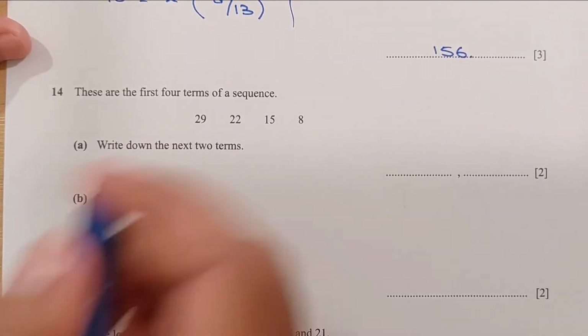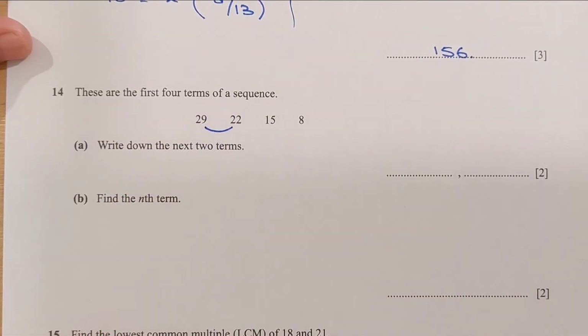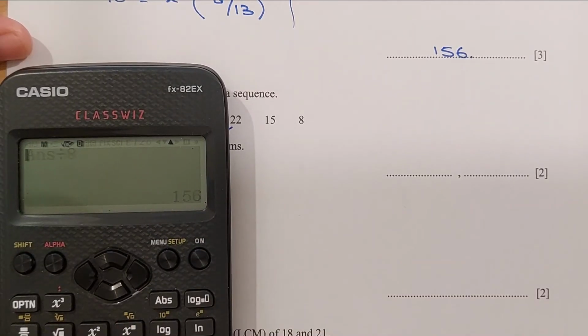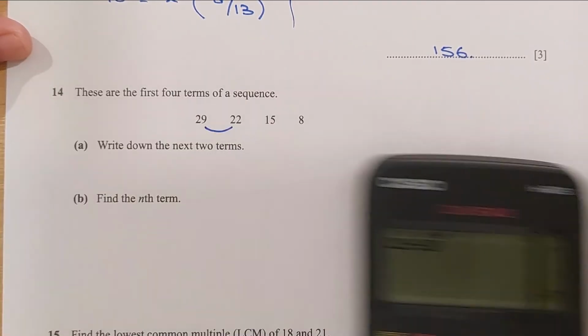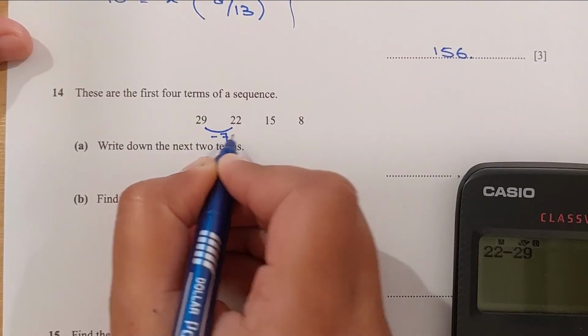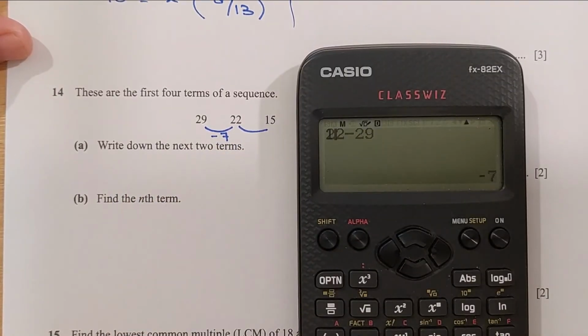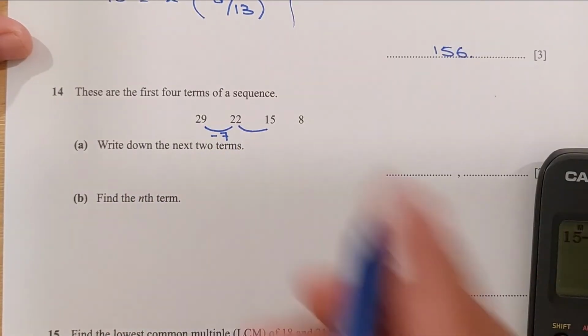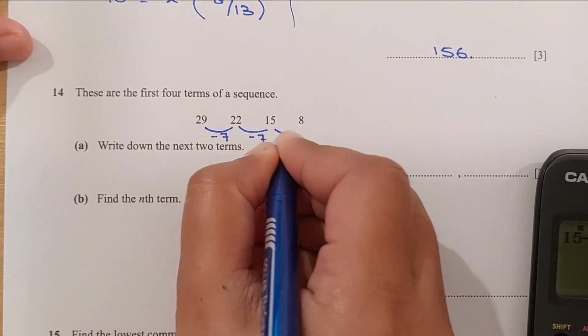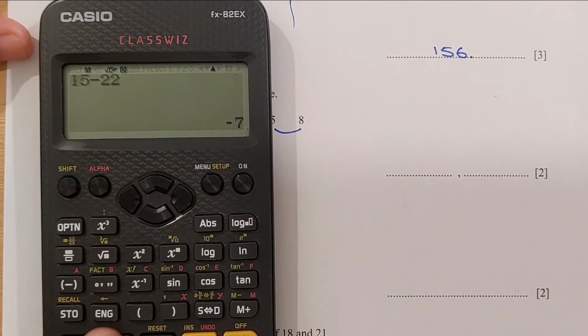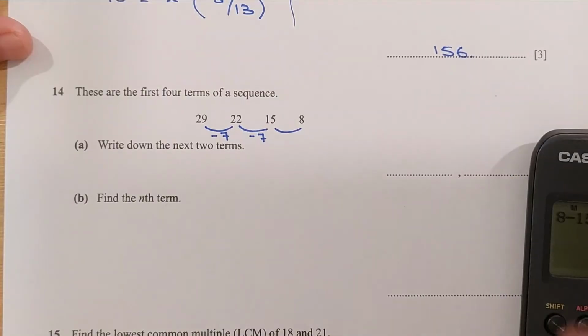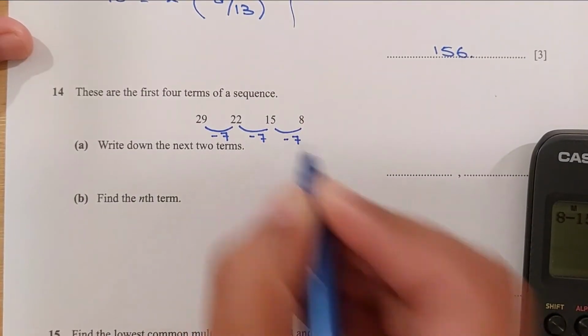Right. Let me find the difference between the terms first. 22 minus 29 is negative 7. 15 minus 22 is minus 7. And 8 minus 15 is minus 7. So it means subtracting 7 each time, right?